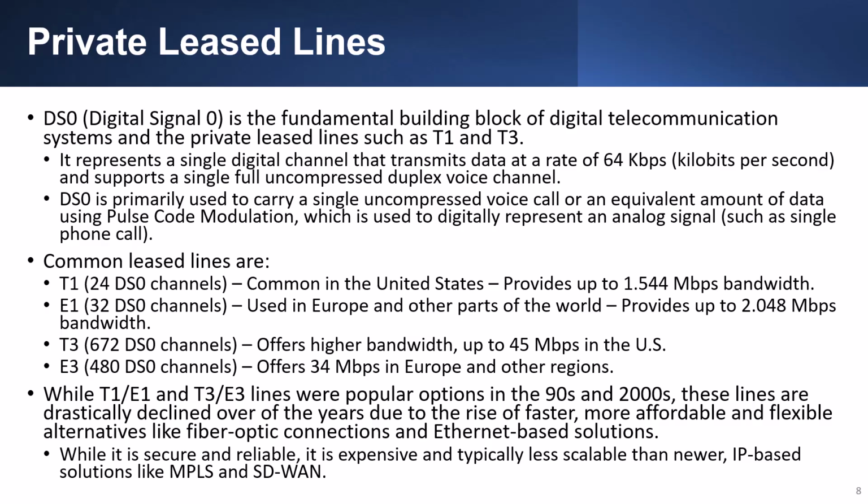While T1, E1, T3, and E3 lines were popular options in the 90s and 2000s, these lines have drastically declined over the years due to the rise of faster, more affordable, and flexible alternatives like fiber optic connections and Ethernet-based solutions. While it is secure and reliable, it's expensive and typically less scalable than newer IP-based solutions like MPLS and SD-WAN.